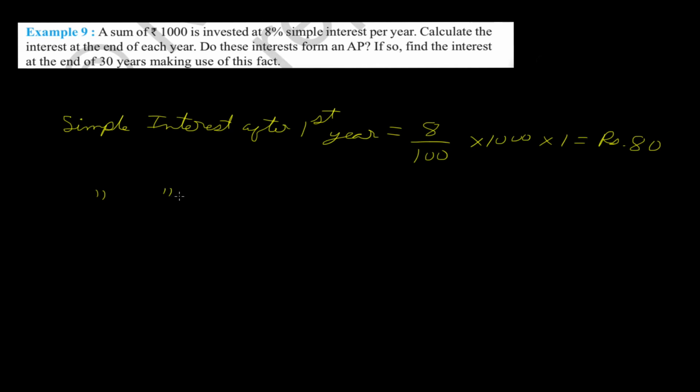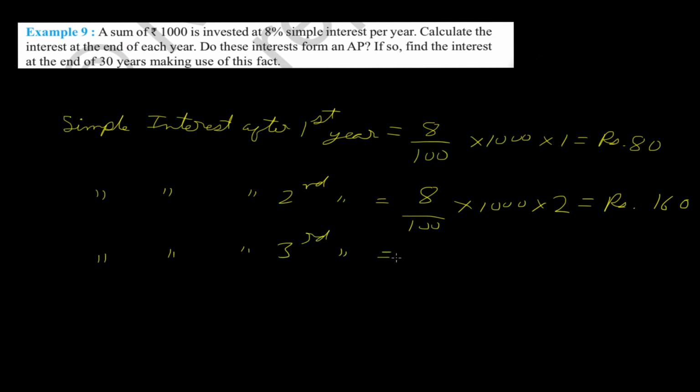Similarly, simple interest after your second year, what will it be? 8 by 100 times 1000, and now it's your second year, so you will have accumulated it 2 times, so you have 160. Similarly, simple interest for your third year will be 8 by 100 times 1000, accumulated 3 times, so it will be 240.